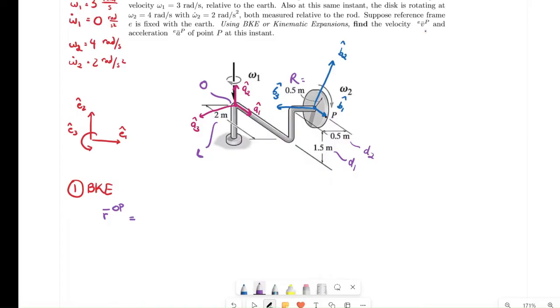Because this point is not moving, right? It's just the point here, and even though the disk or the rod is rotating around, this point here remains fixed in the E frame. It's not moving. So I'm going to pick that as my point O.